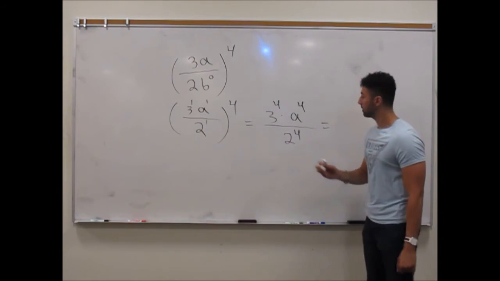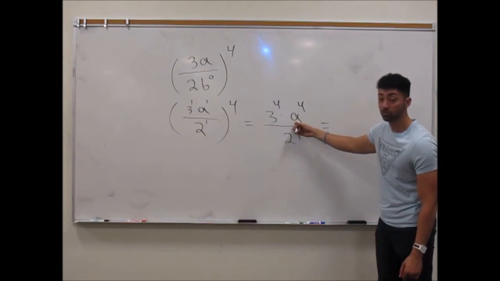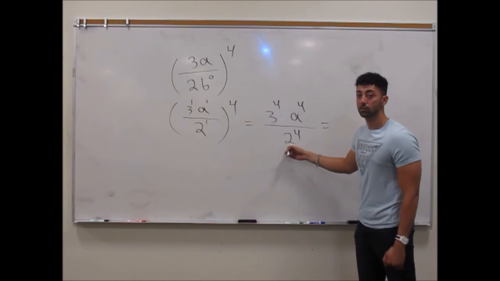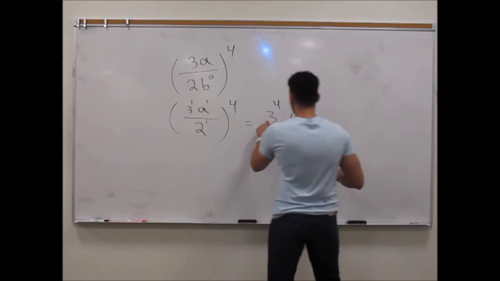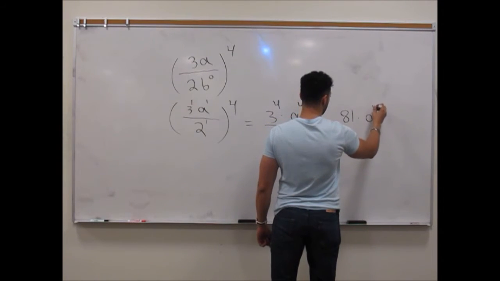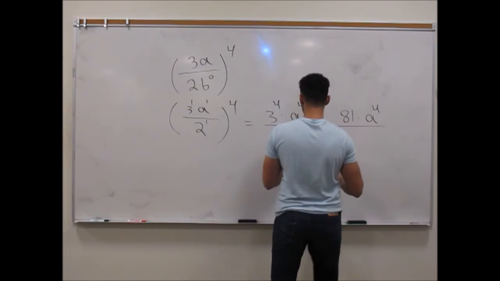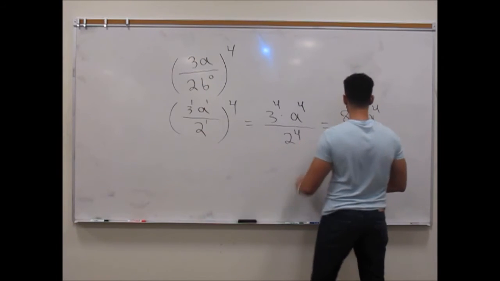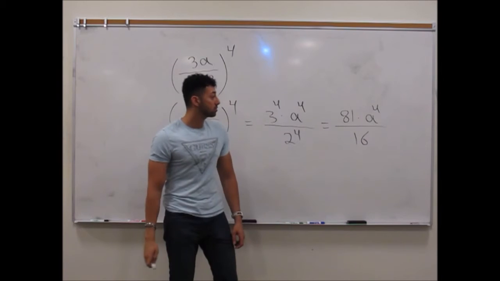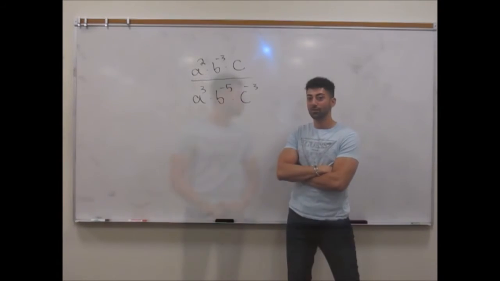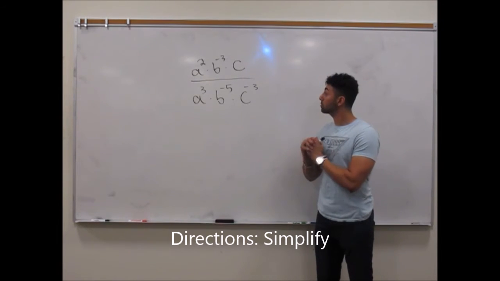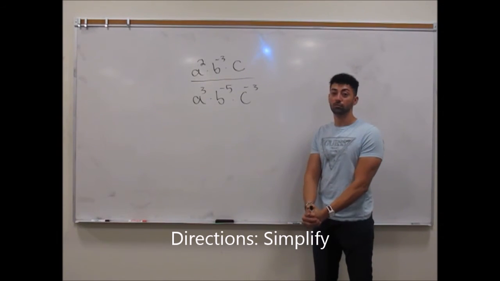And then simplifying that down, you can't do anything with the variable, but you can simplify the constants and the numbers down. So 3 to the 4th power would be 81, and 2 to the 4th power would be 16. I don't think that should simplify anymore. Okay, so this is the last example I have for you. So go ahead and give it a shot, and then I'll go over it with you.